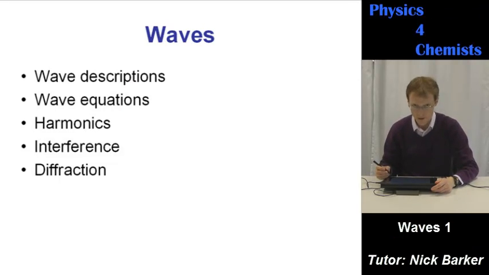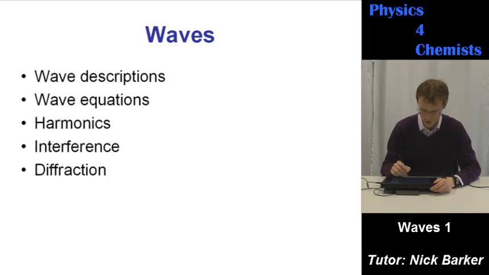So physics for chemists, we're going to look at waves. We'll have a think about the following things. Wave descriptions, we'll look at the words used to describe waves and their various properties. We'll look at wave equations, calculations based on them, harmonics, interference and diffraction.